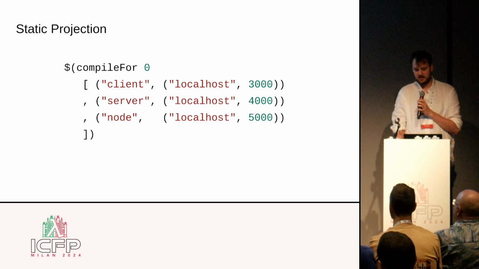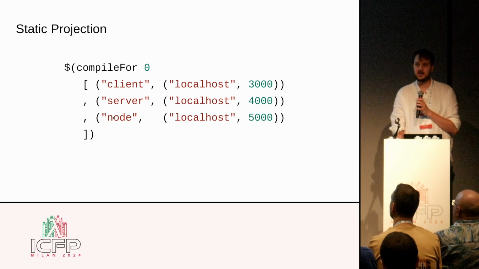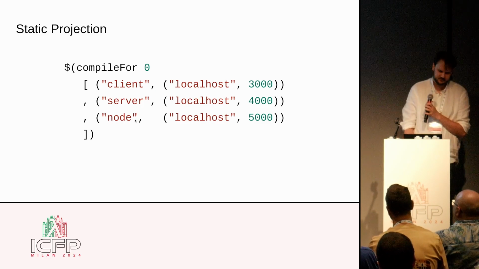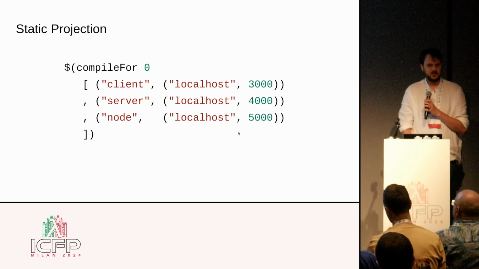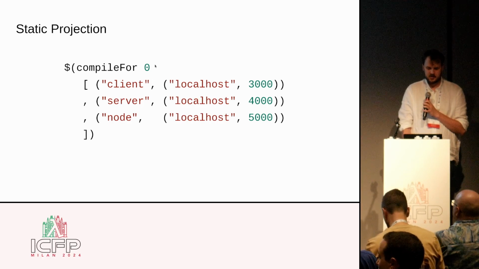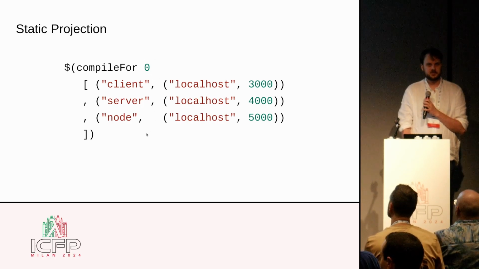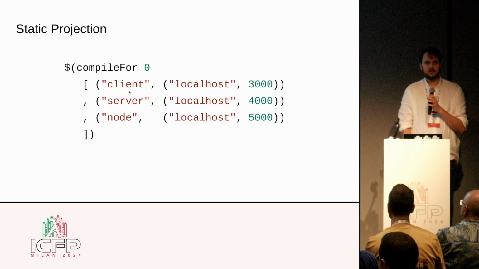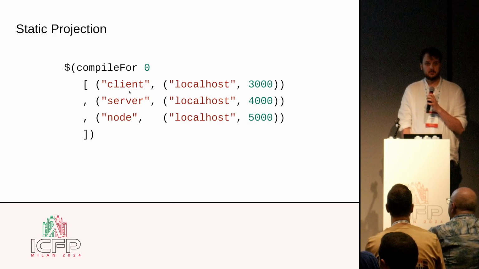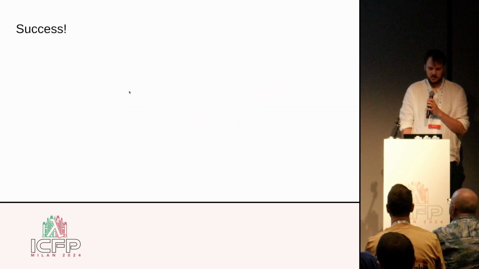Okay, so I write some Template Haskell. You just write this function, compile for, and you have a list here identifying your endpoints and where to find them in the network. And you have this number here saying which of these three we should project. So 0 means we project the client endpoint, and then we're going to generate rules that project the client endpoint. And this is great.